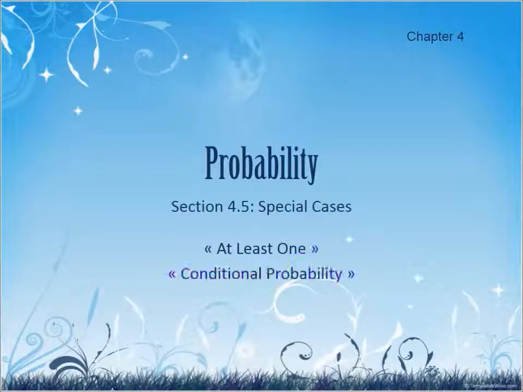In this section, we're going to look at two special cases when it comes to probability. First, we're going to consider the probability of at least one thing occurring, and then we're going to consider conditional probability in a little more detail than we already have.